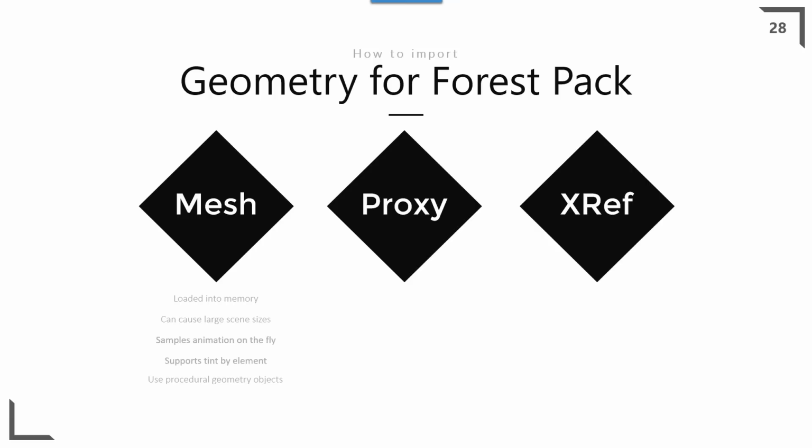If you've put a noise modifier or something and randomize the phase of that, it can sample that on the fly without needing to render out or save out to a proxy every single frame. It supports tint by element, and that's an important one.